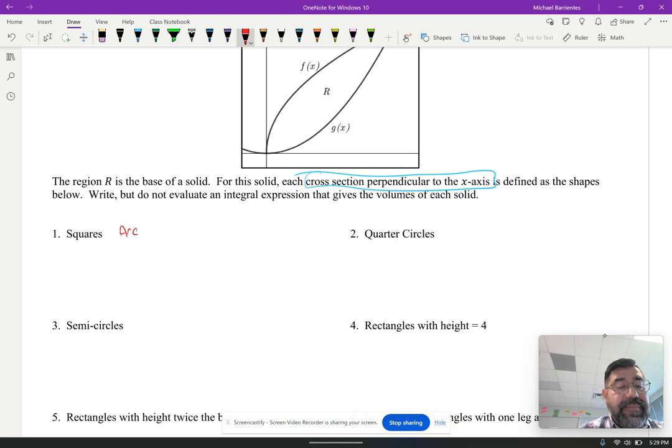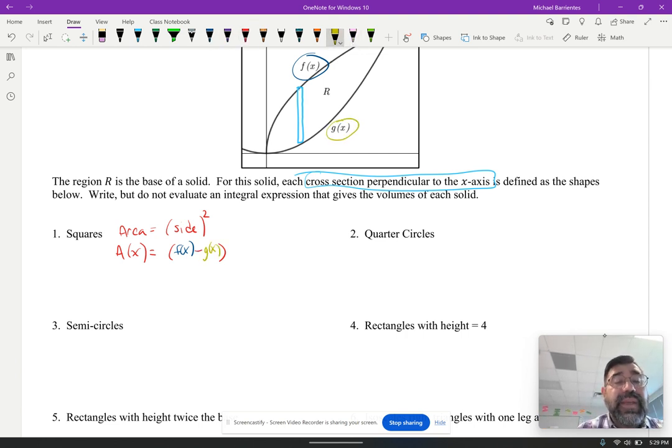The area is side squared. Well, if I draw my representative rectangle this way, this is a top minus bottom situation. I'm doing it perpendicular to the x-axis the way they asked me to, and the length is top minus bottom. So then this is just going to be f of x minus g of x. And we're going to square that because that's what the formula says, right? Take the side of a square and square it.